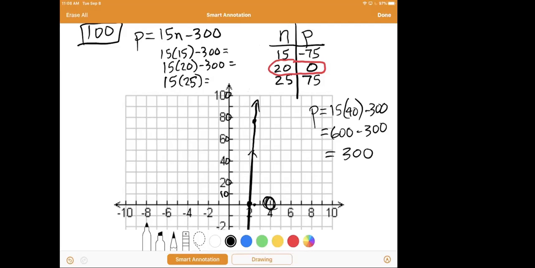My mouse is suddenly not working. My mouse is freezing. Where is it? Why is it doing that? Okay, can you still hear me? Yes. Okay, great. I'm glad that you can still hear me. My mouse is frozen for some reason. Sometimes that happens, so I'm going to wait a minute and see if it unfreezes.